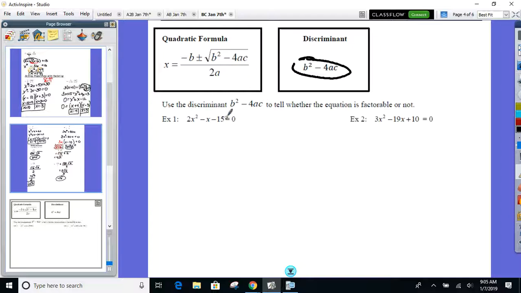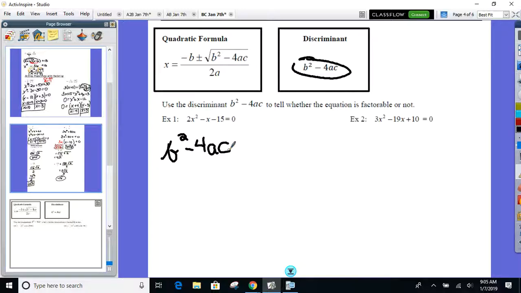Maybe I want to try to factor it, but I don't know if I can or not. All right, I don't want to waste my time if it's not factorable. So I'm going to use the discriminant right now to figure out if I could actually go ahead and factor that. I can use the discriminant. I'm going to show you how.